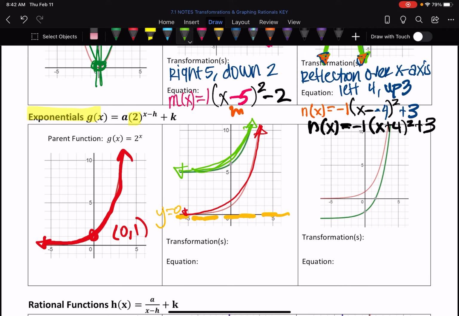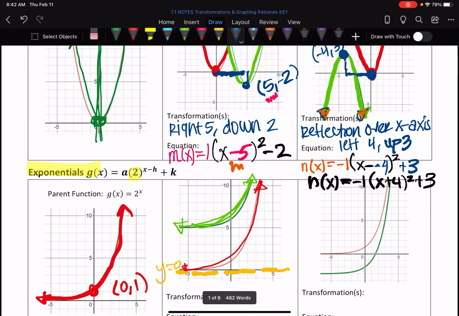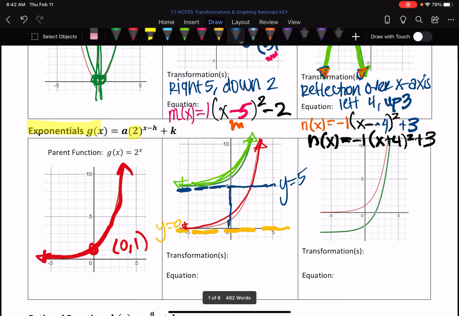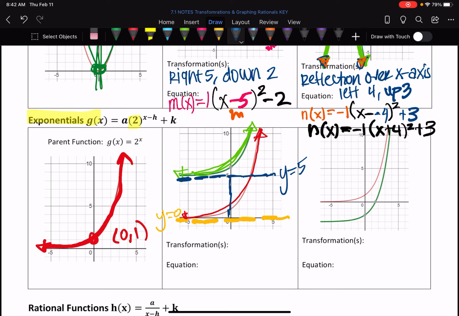go from red to green, all we did was go up 1, 2, 3, 4, 5. And now my new asymptote is y equals 5. So the horizontal asymptote moved up for that exponential. So the transformation is move up 5.